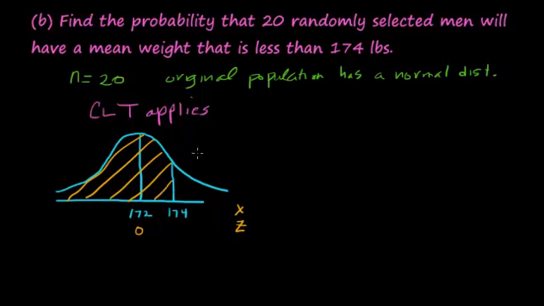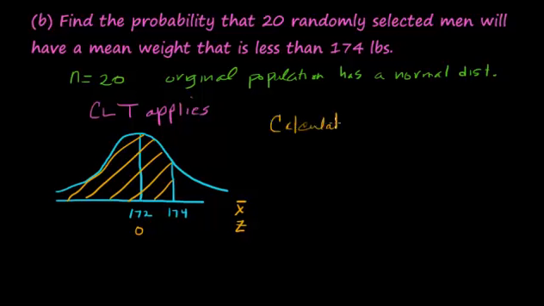And now we want to find, but this is, I'm sorry, these are our means, x bar, because we're saying we're going to take these 20 men, add up their weights, divide by 20, and these are going to be means. So their mean weight is less than 174, right? So now let's calculate the z-score for an x bar of 174. So I'm going to write that down.